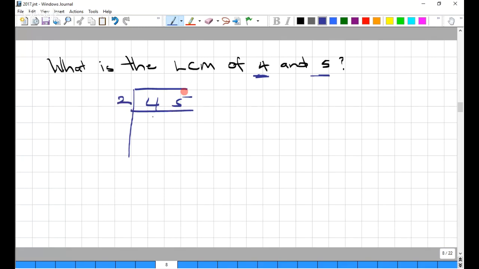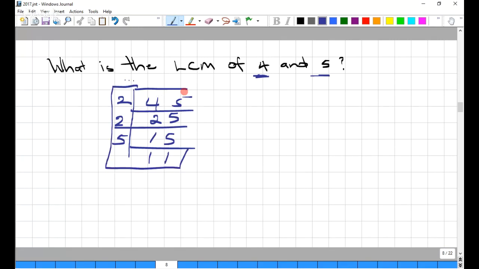And 2 into 4 goes 2 times. Carry down the 5. Cannot be divided exactly. 2 into 1, carry down 5. Okay, now we use what? 5. 5 into 5 goes 1 time. Okay, draw the L. Write what? LCM equals, and multiply everything here.